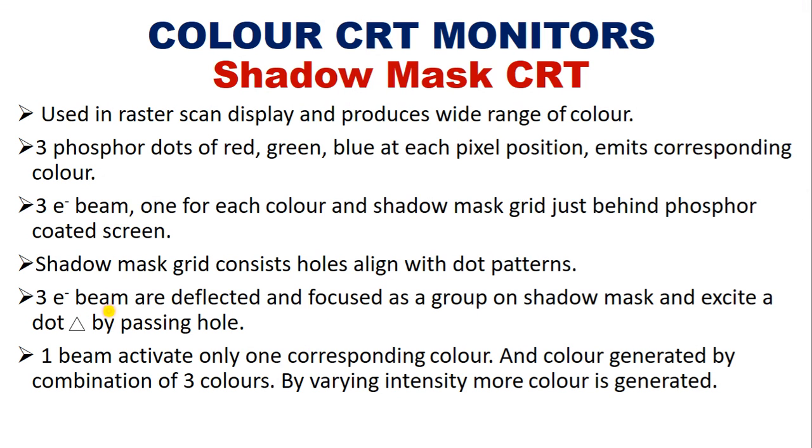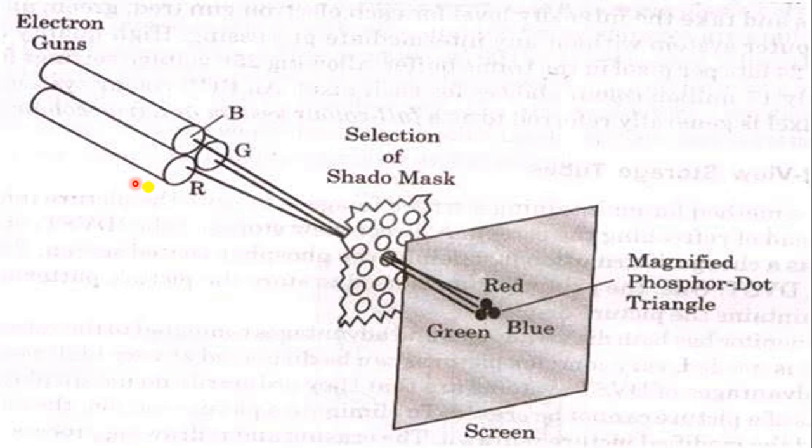The three electron beams are deflected and focused as a group on the shadow mask and excite a dot triangle by passing through a hole. Let me explain this point. Three electron beams are deflected and focused as a group, meaning these three electron guns, red, green and blue, as I just told you. When we give voltage to the pins, the electron guns heat up and produce electrons, okay?